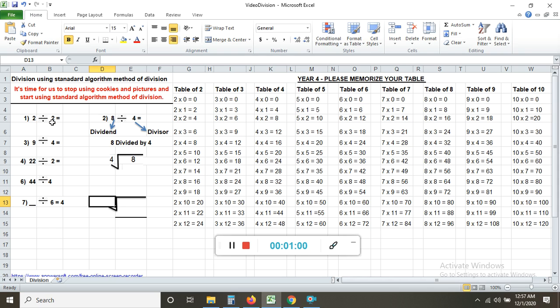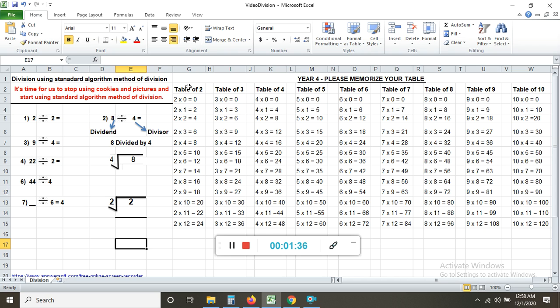So we will just take 2, which is our divisor, and then we have another 2, which is our dividend. How can we solve this? To solve your division problems, always keep in mind that you have to multiply to do your division, and to do your division you need to memorize your tables for multiplication.